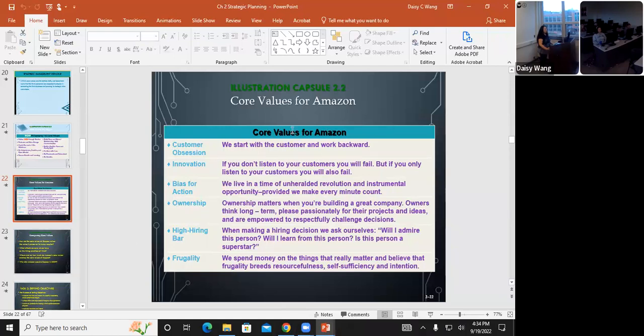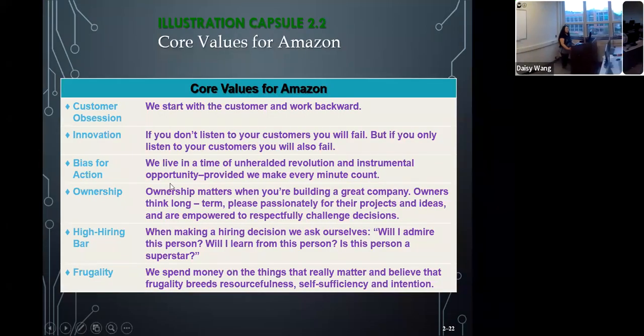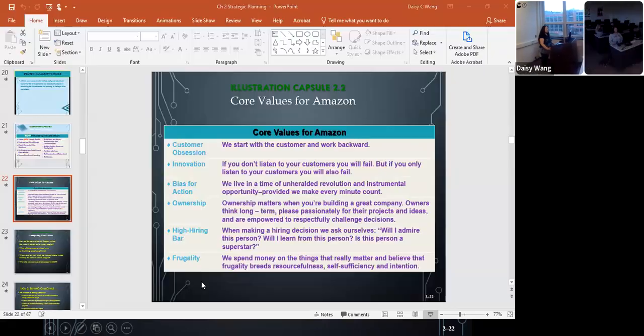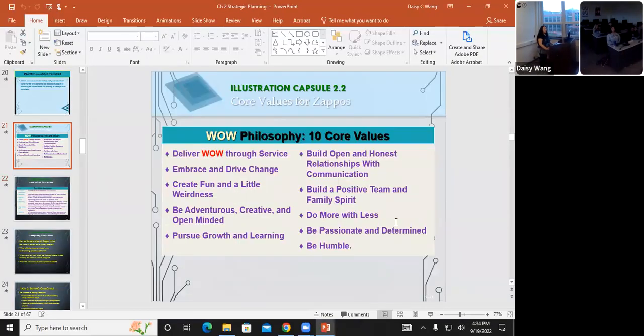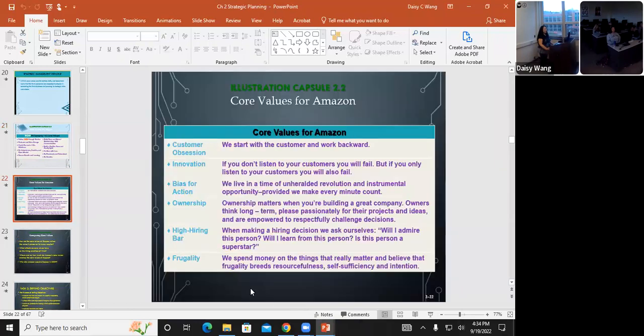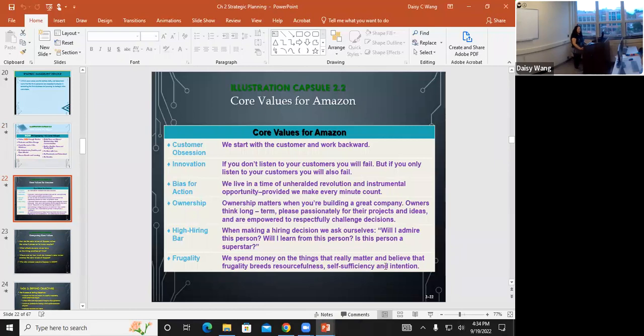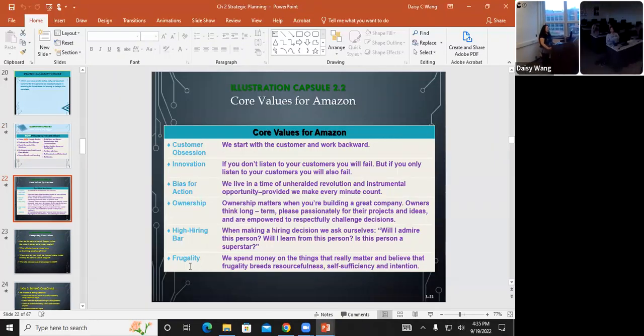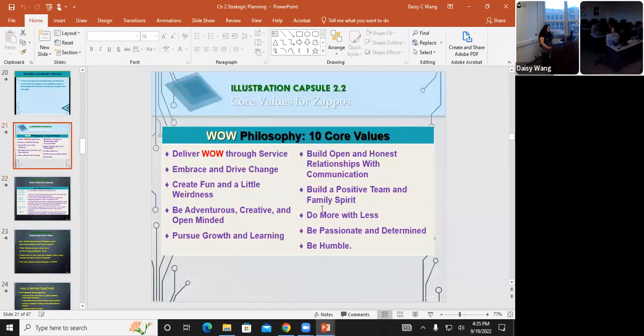So this is Amazon's core value. And there are some similarities, like we talked about. They say do more with less. Amazon has frugality: we spend money on things that really matter, and believe that frugality breeds resourcefulness, self-sufficiency, and intention. And then they also have innovation. Customer obsession: they deliver wow through service, and they build open, honest relationships with communication. What else?